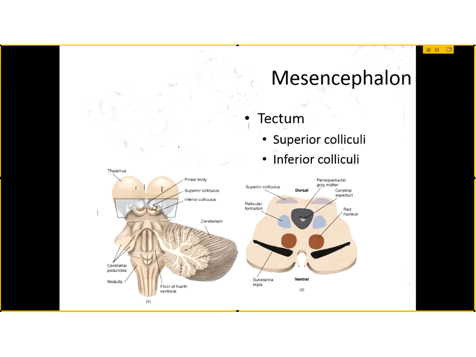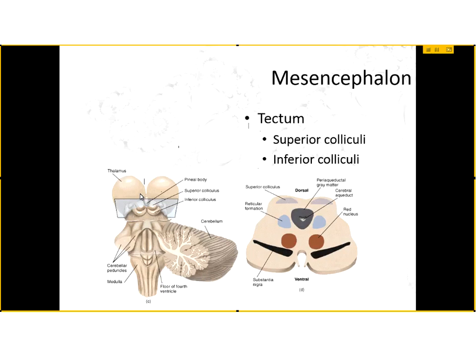Now, below that, we have two hills, or colliculi, that are important for visual processing, the superior colliculus, or auditory processing, the inferior colliculus. So those two structures are really important in relaying information from auditory systems or visual systems to the central nervous system.